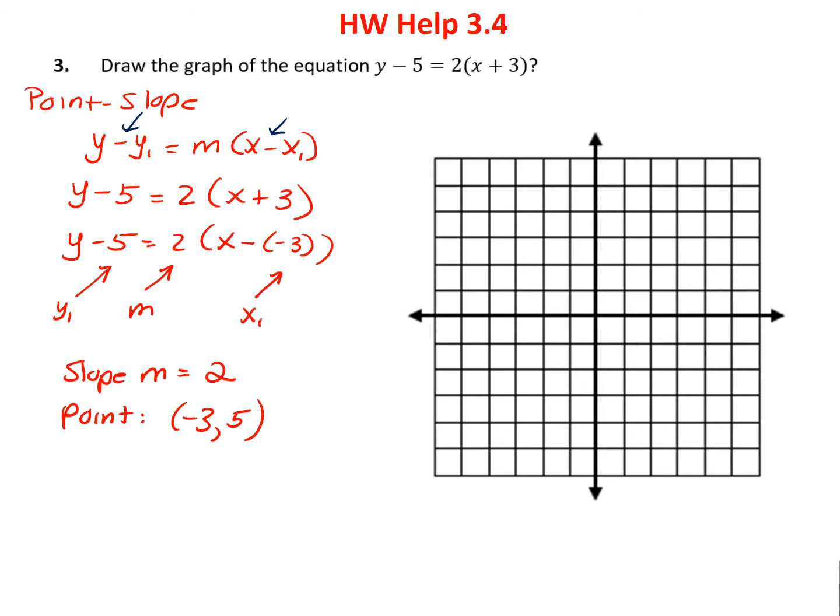So now we can graph it. We start by graphing the point first. So over here, start at the origin and go left -3, 1, 2, 3, and then up 5, 1, 2, 3, 4, 5. So there's my point, -3, 5.